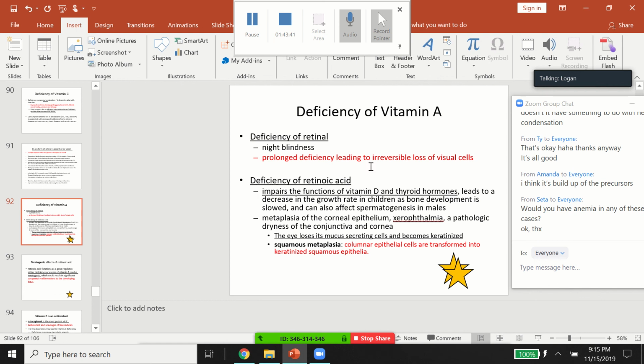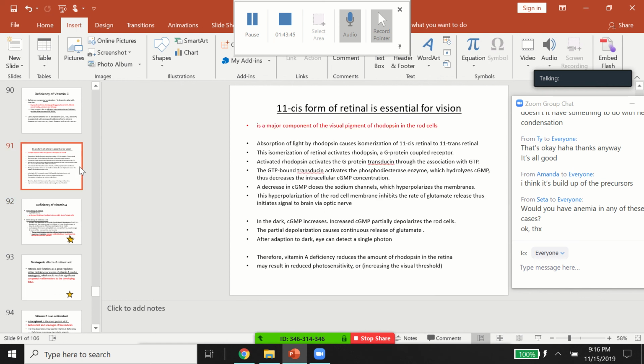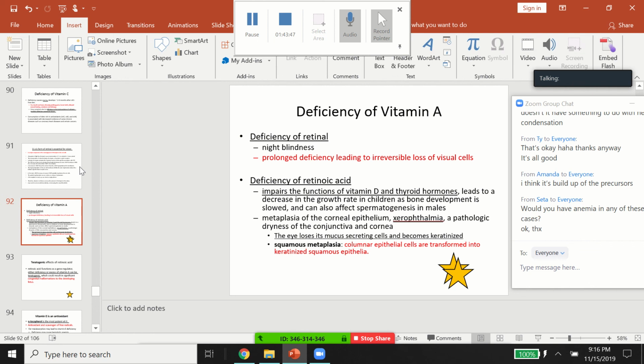Deficiency of vitamin A. So deficiency of retinal, right, which is where 11-cis comes from? If you don't have retinal, then you'll have night blindness. If you have prolonged deficiency, that'll lead to irreversible loss of visual cells, therefore blindness. Overall, that's something about vitamin A deficiency.